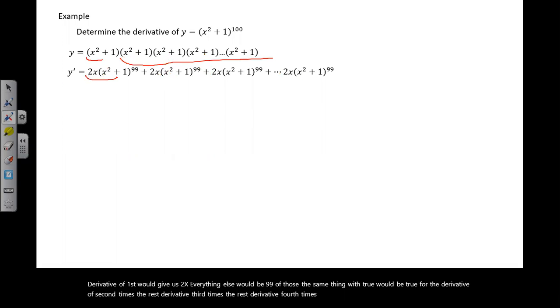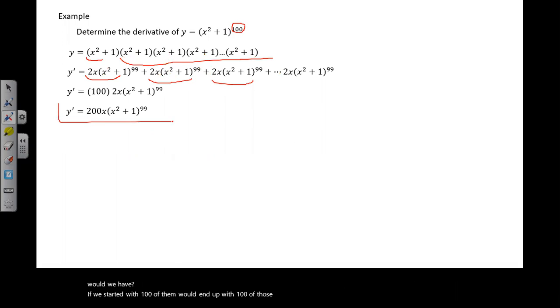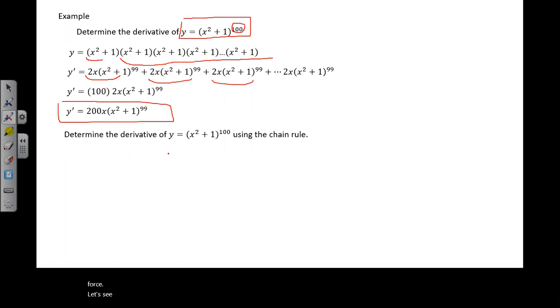And how many of these terms would we have? If we started with 100 of them, we'd end up with 100 of those terms. So this is our answer for the derivative. That's done by brute force. Let's see what happens when we try the chain rule.